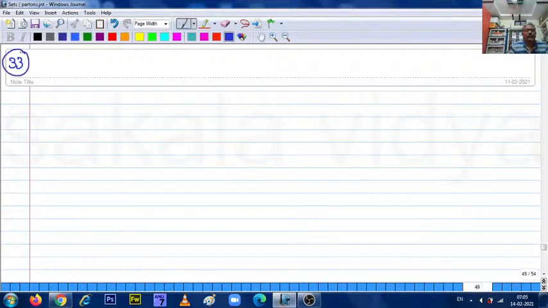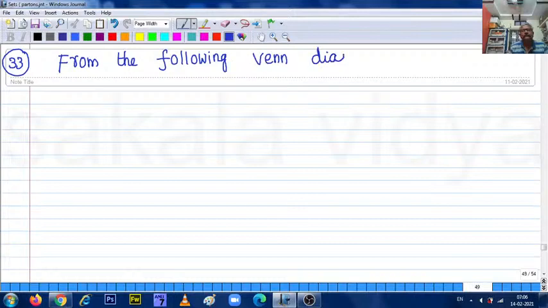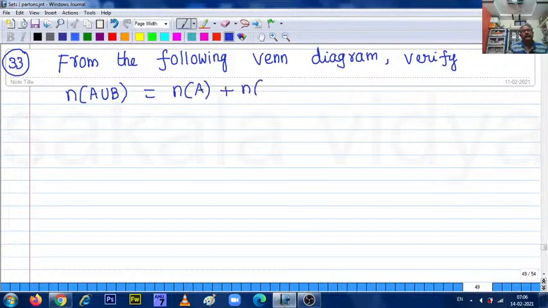33rd question. From the following Venn diagram, verify N of A union B equals N of A plus N of B minus N of A intersection B. So from the following Venn diagram, you need to verify N of A union B is equal to N of A plus N of B minus N of A intersection B.